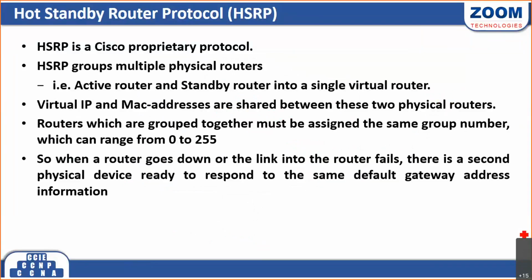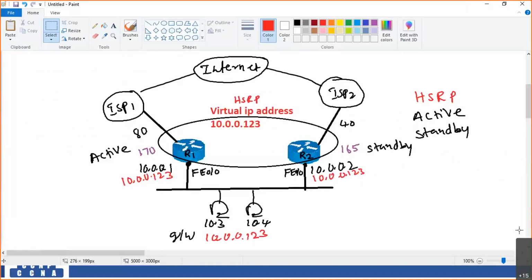So when a router is down or a link fails, there is a second physical device ready to respond to the same default gateway address information. So R1 has 10.0.0.123. R2 also is available with 10.0.0.123. So if R1 is down, R2 will take over that.